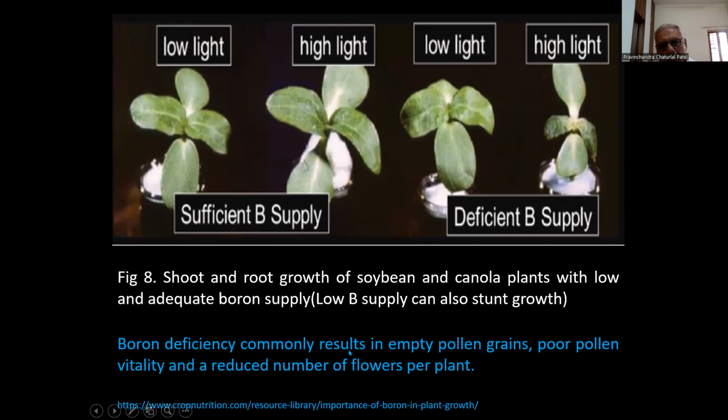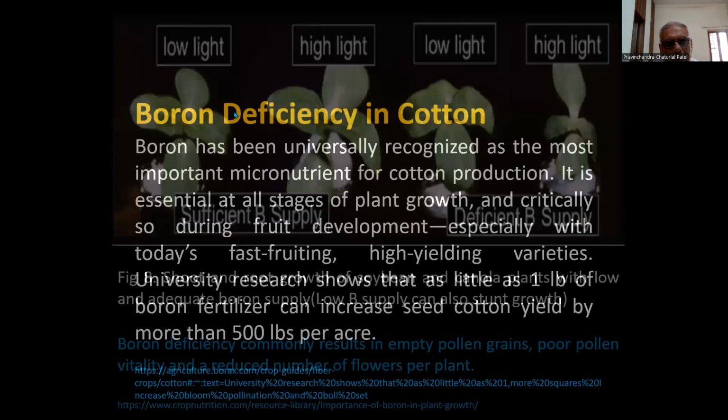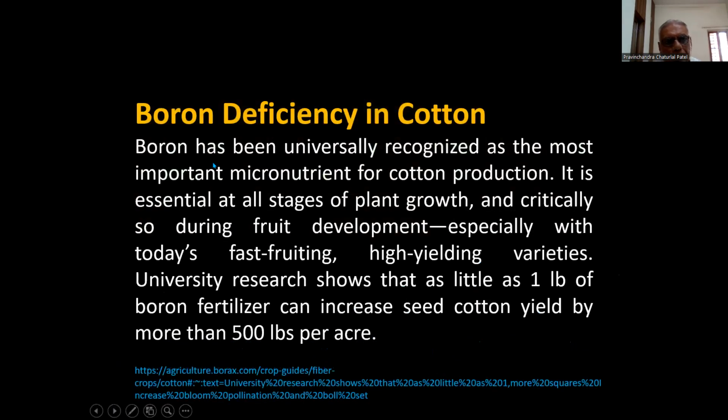So boron deficiency commonly results in empty pollen grains, poor pollen vitality, and a reduced number of flowers per plant. So it is important for the reproductive phase of the plant. So boron is required and it is continuously supplied to the plant for cell growth and development. Then boron deficiency in cotton.